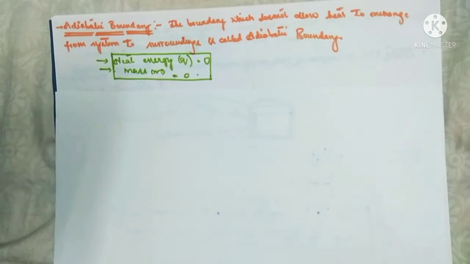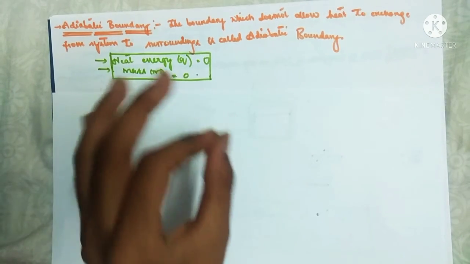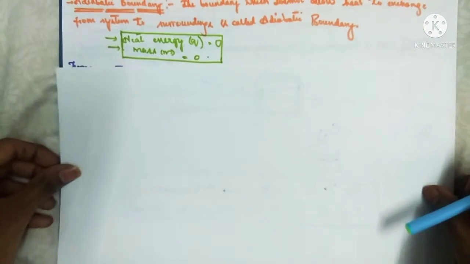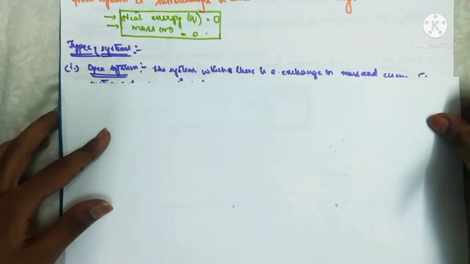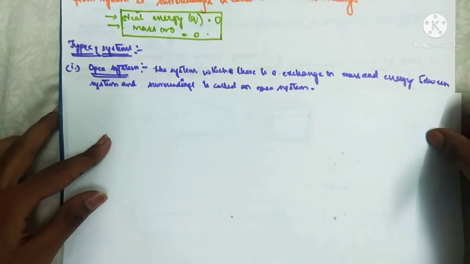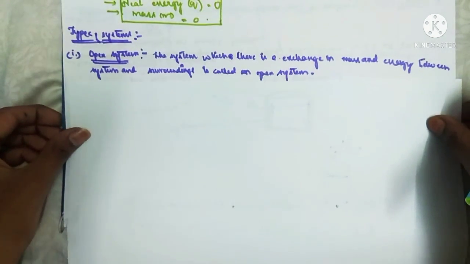So after completing the types of boundary, now we are going to learn about the types of systems. The first type of system we are going to learn about is open system. The system in which there is exchange in mass and energy between system and surroundings is called an open system.